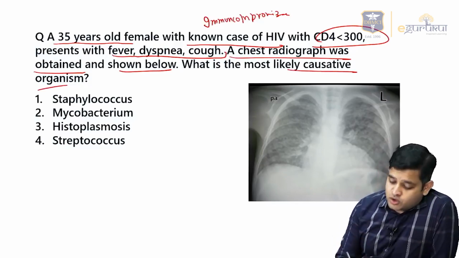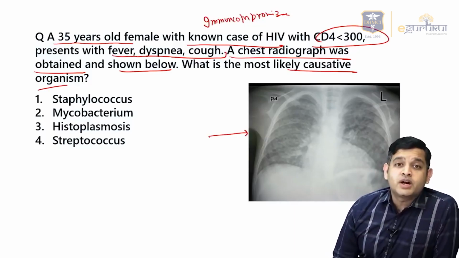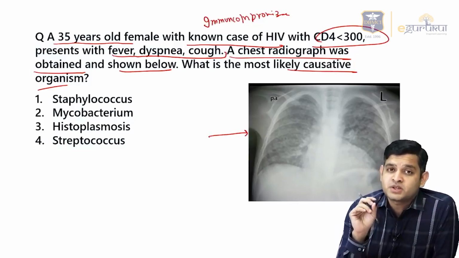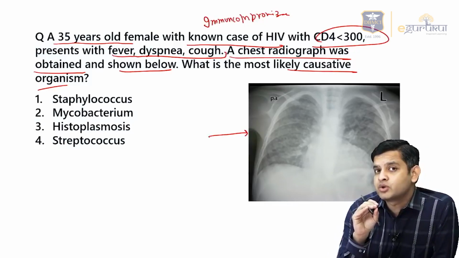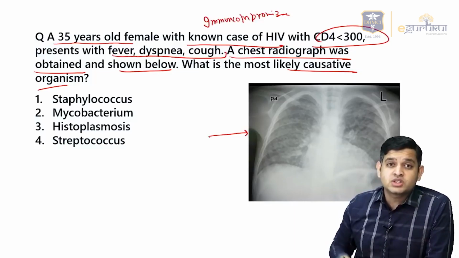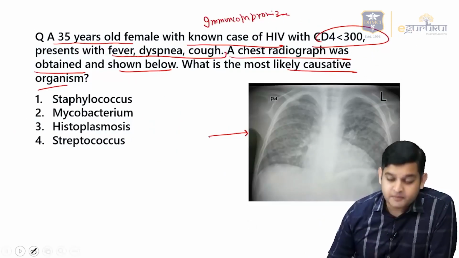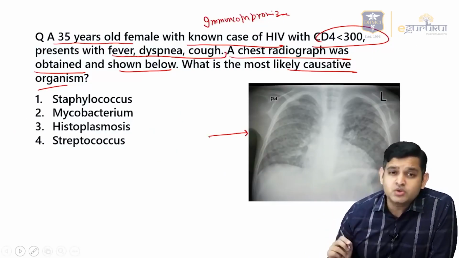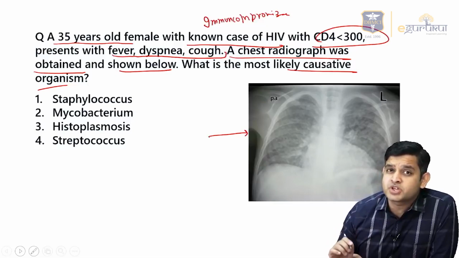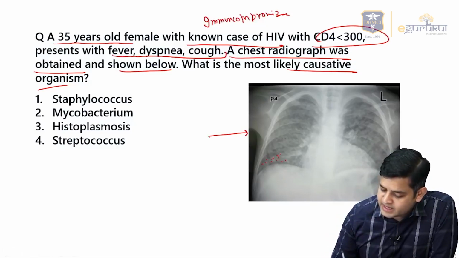So first I want all of you to appreciate what is being shown in the chest x-ray. The moment you see an immunocompromised patient and a chest x-ray is given to you, the first thing that comes to my mind is Pneumocystis carinii. But Pneumocystis carinii pneumonia classically involves the perihilar part. What do you see in this radiograph? It's an immunocompromised patient, and you see small millet-like nodules scattered in both lungs.